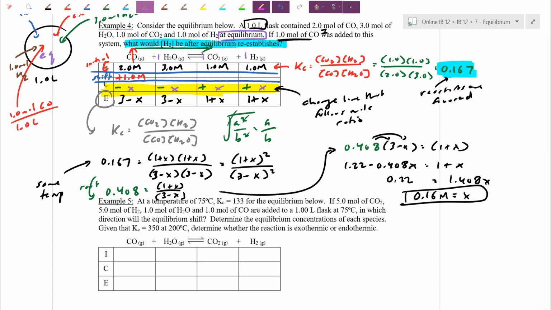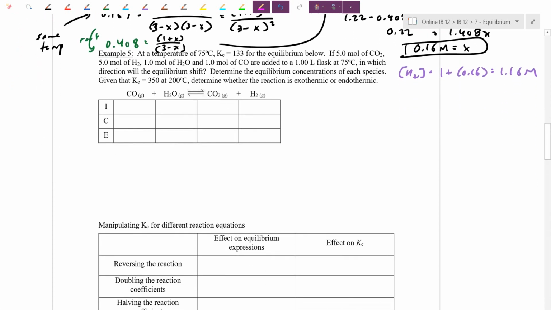So let's look down the hydrogen row. Hydrogen is right here. Let's look at the new equilibrium row here. They actually want the answer as 1 plus x, not just x here. So we can actually conclude the hydrogen at the new equilibrium is 1 plus this number I did so hard to find, and I get 1.16 molar or 1.2 molar, and there we have it. That's done. Okay.